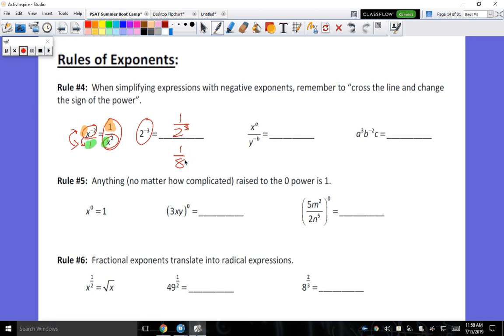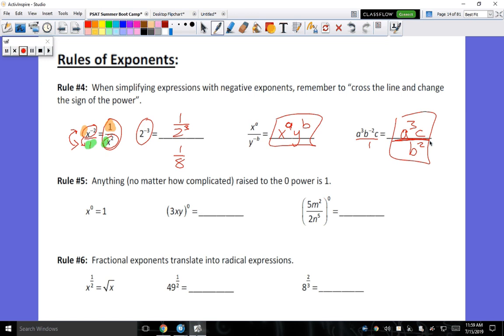Alright. Which one moves? The negative b, right? So if it moves upstairs, what's my final answer? Times y to the b. All of it is in the numerator. Again, let's think about this as an understood 1. So the b moves, right? So my final answer would be what? Over b squared. So a cubed times c over b squared.